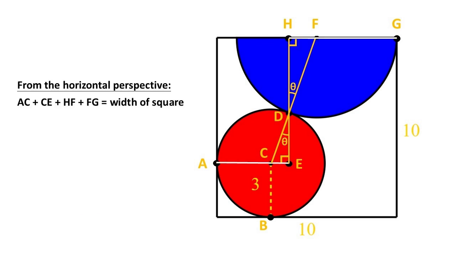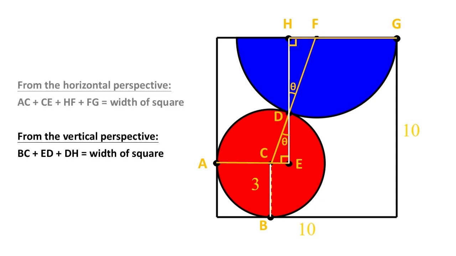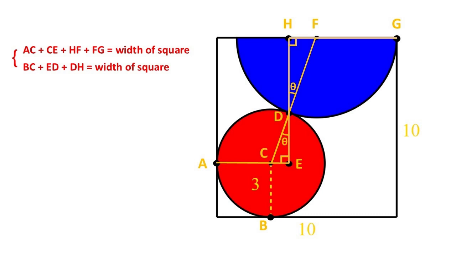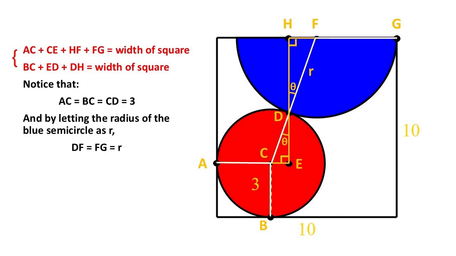Okay, from the horizontal perspective, we can notice that AC plus CE plus HF plus FG equals the width of the square. And from the vertical perspective, we can notice that BC plus ED plus DH equals the width of the square. So, we have got a set of two equations. To solve these equations, we should notice that AC, BC, and CD are all equal to 3, as they are radii of the red circle. Also, by denoting R as the radius of the blue semicircle, we can express both DF and FG as R.